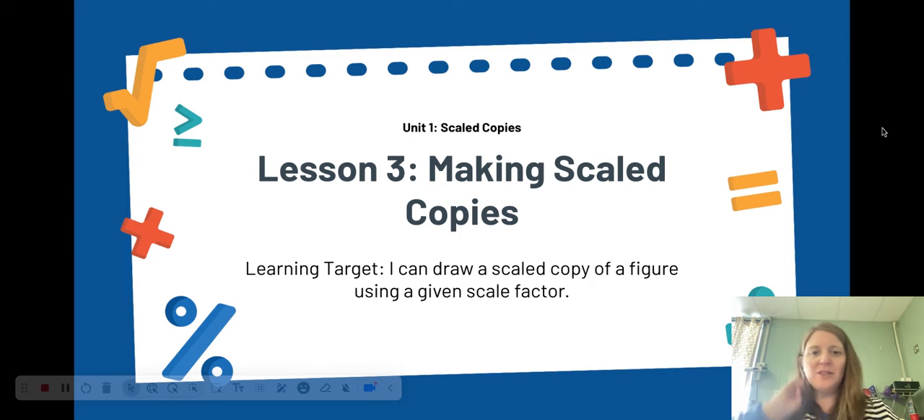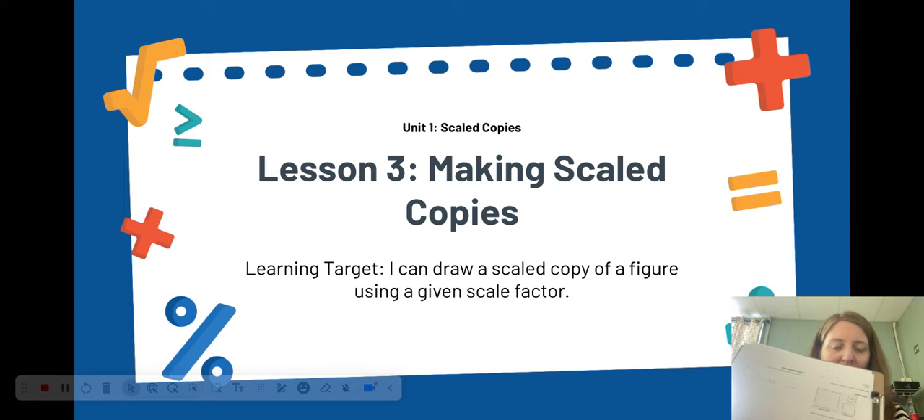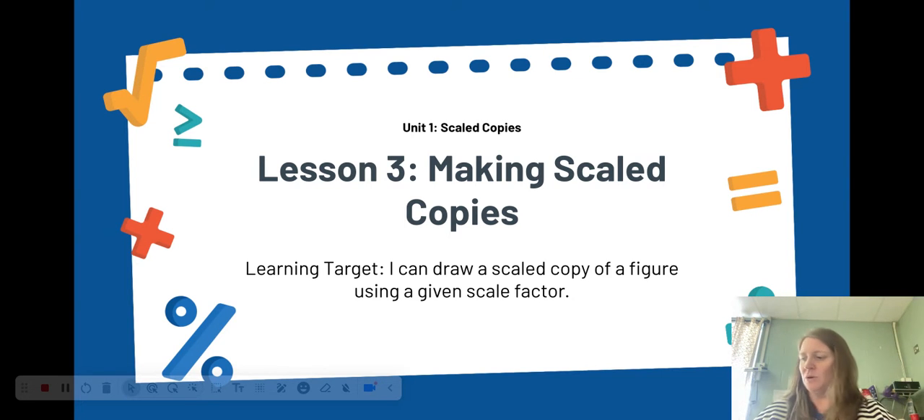Hey all, this is lesson 3, making scaled copies. Our learning target is I can draw a scaled copy of a figure using a given scale factor. But before you proceed, make sure that you have the paperwork that goes with it for lesson 3 and put that in your red notebook.